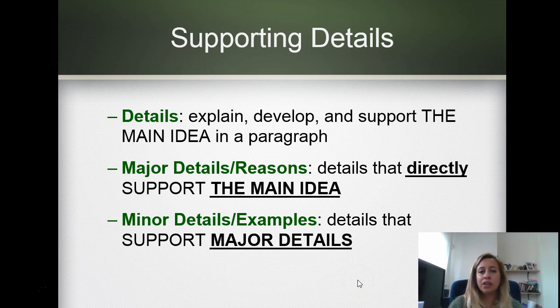So what do the details do? Supporting details. They explain, they develop, and they support the main idea of the paragraph. The major details, or in other words, reasons, are the details that directly support the main idea. And minor details actually support the major details. So they indirectly support the main idea.